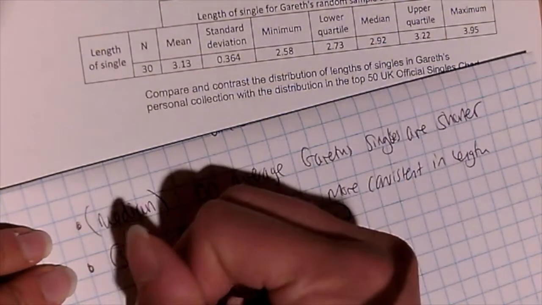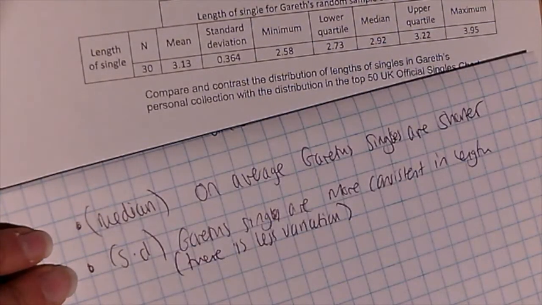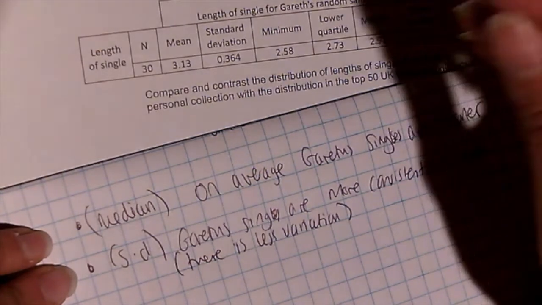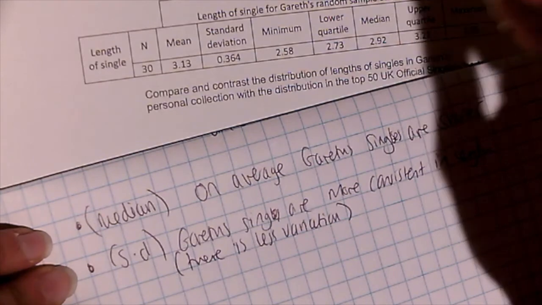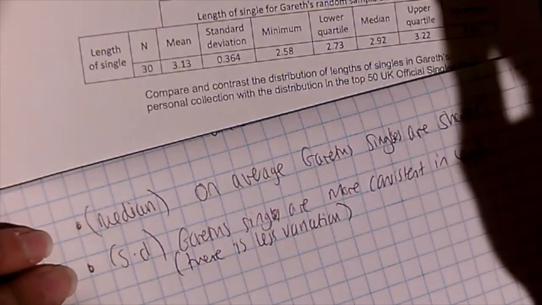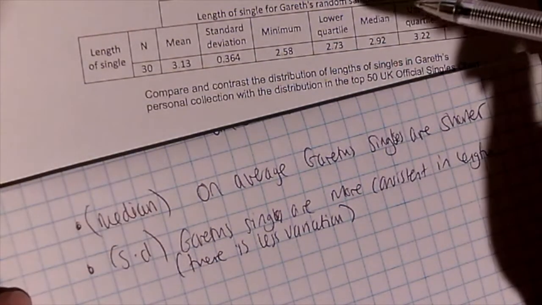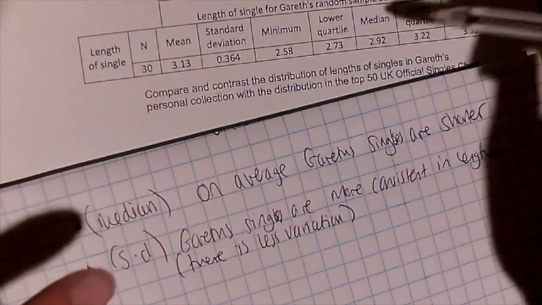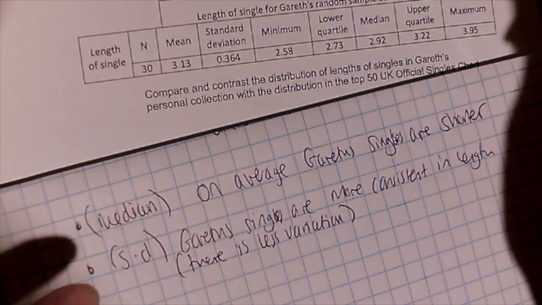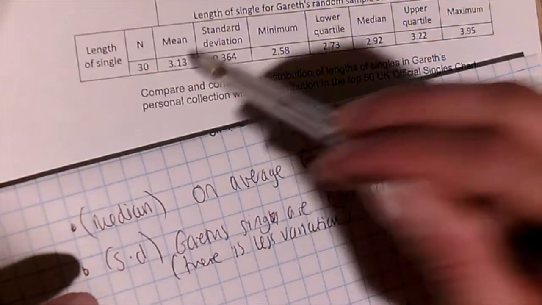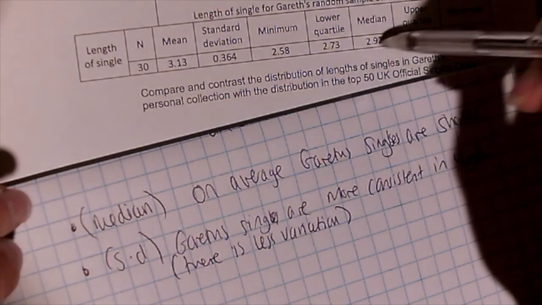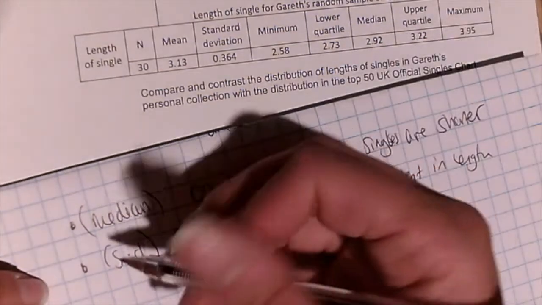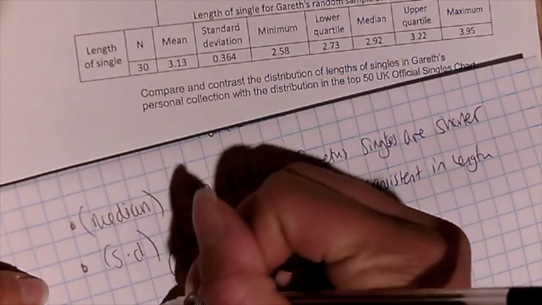Now the last point is to look at the skew. Now the singles chart has a roughly symmetrical skew. In other words, the median and the upper quartile, the lower quartile, they're all roughly symmetrical. However, Gareth's singles, more than half of them are shorter than the mean length. The mean is here 3.13. More than half of them are shorter than this because the median is 2.92. So that means that Gareth's would have a positive skew.